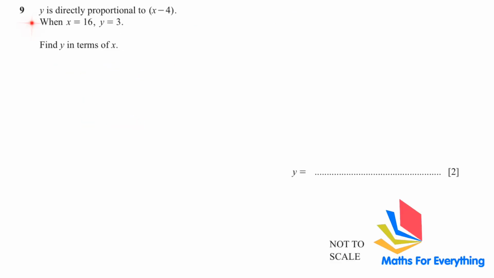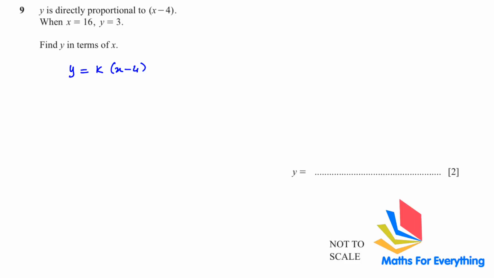Question number 9. Y is directly proportional to x minus 4. When x is 16, y is equal to 3. Find y in terms of x. Now directly proportional means we are going to write y is equal to k. And what is it directly proportional to? X minus 4. So our main aim here is to find k.